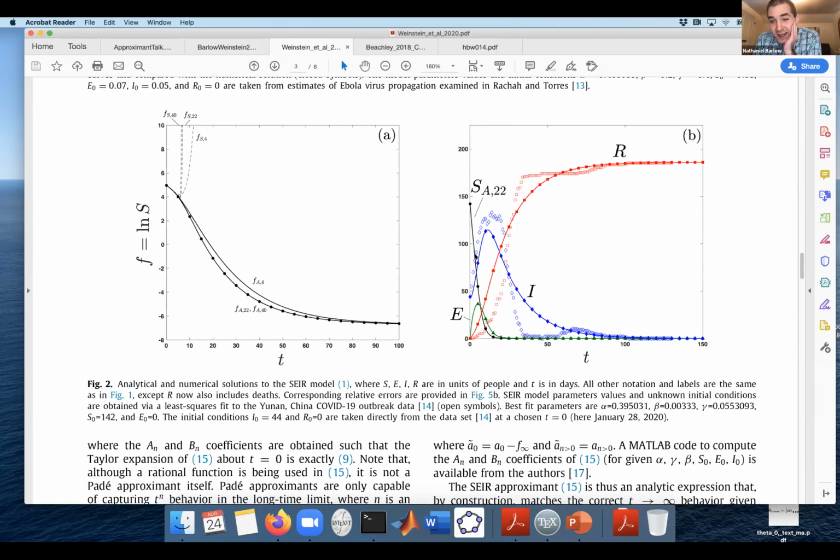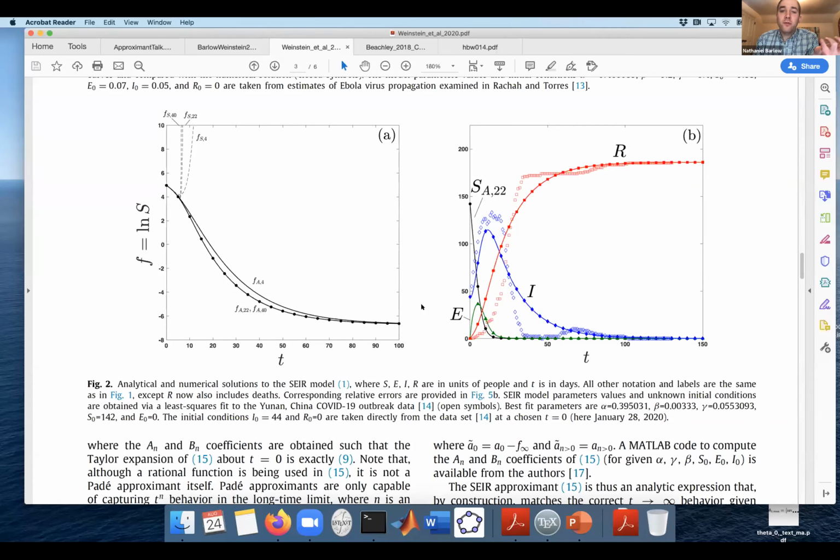But as you see, how did we get alpha and beta and the initial conditions? We got them by doing a least squares fit between the numerical solution and the existing data. And you can see that it's not perfect, right? The data is pretty noisy anyways, but it gets the general trend.